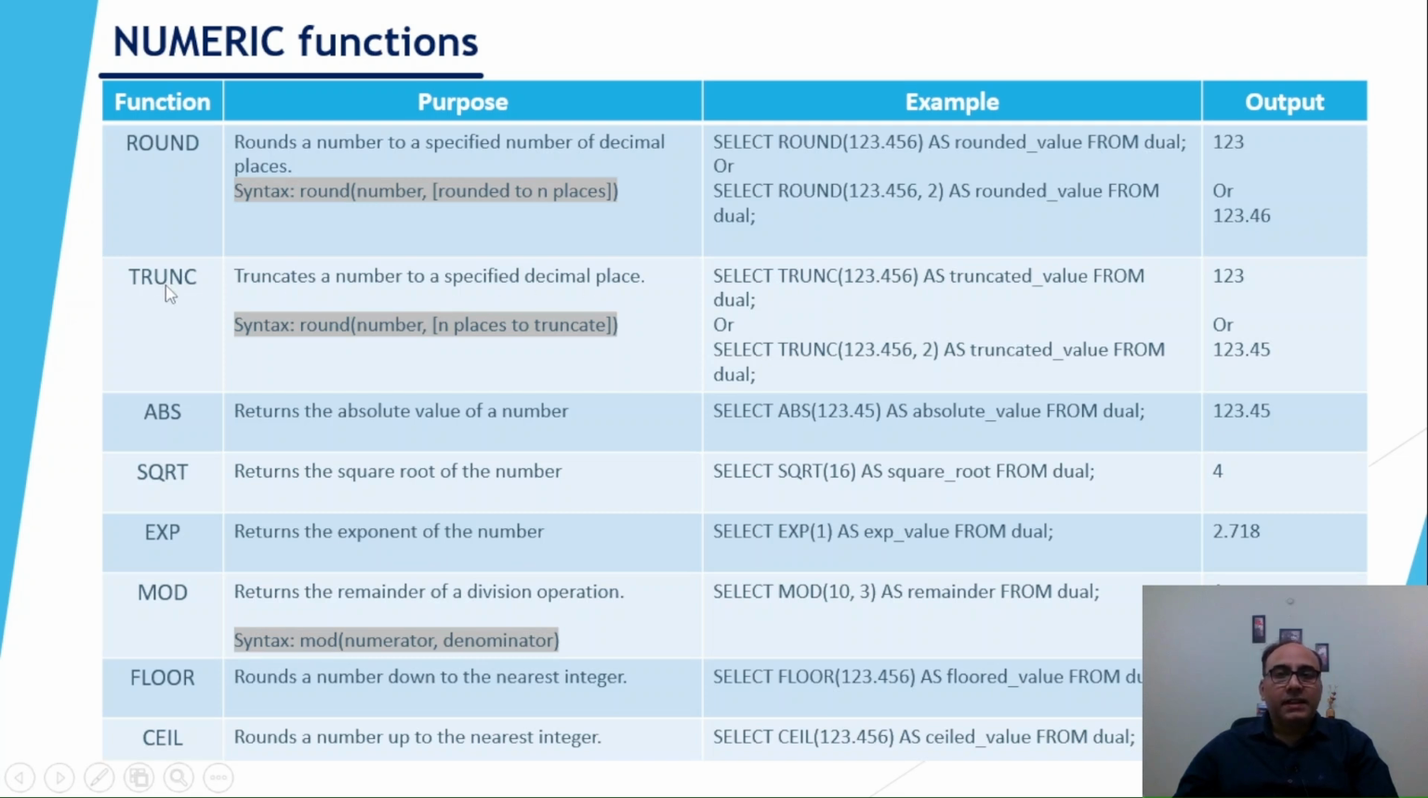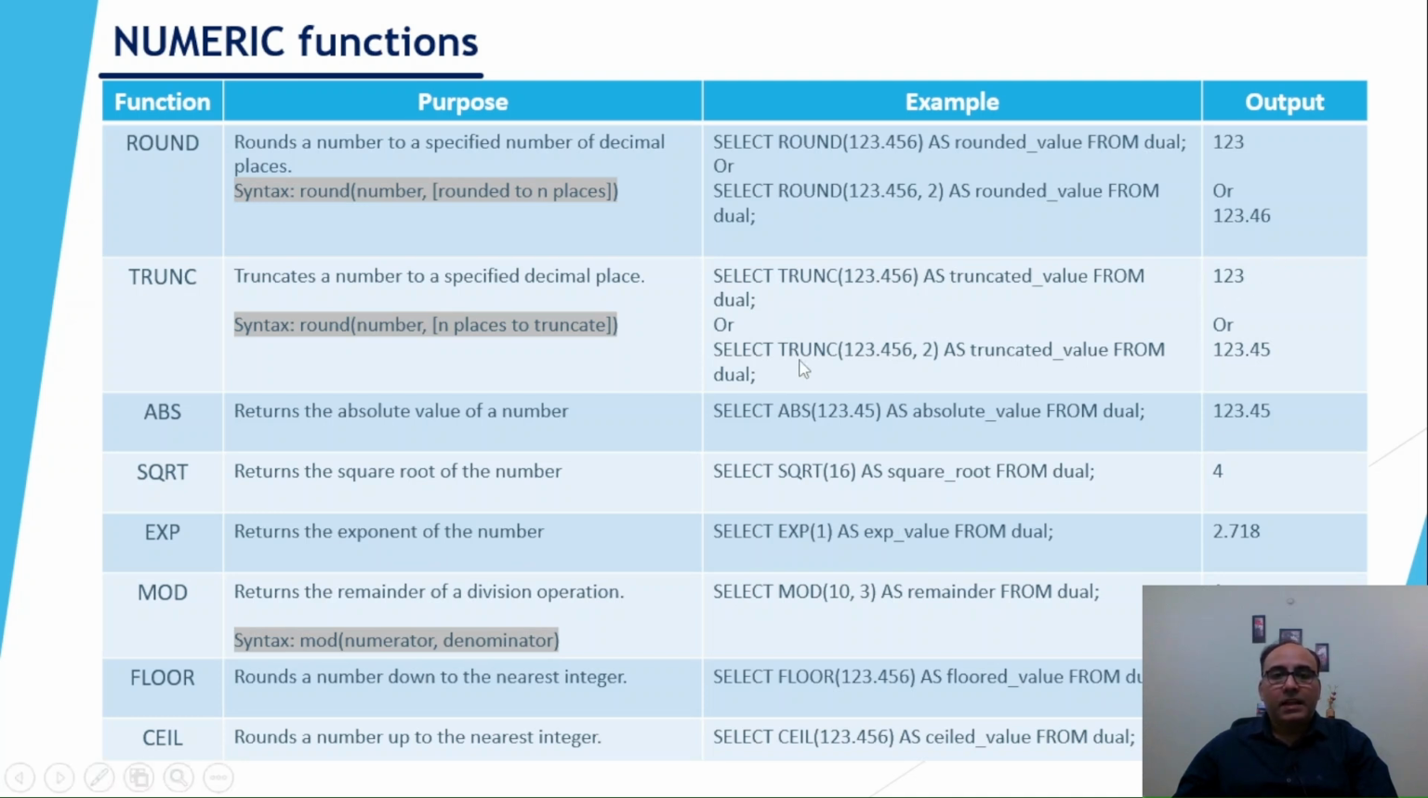Next we have TRUNC. This basically truncates a number to a specified number of decimal places. The syntax for the same is TRUNC, the number, and the places to truncate. Let's look at some examples. TRUNC(123.456) will truncate the decimal part and return 123.